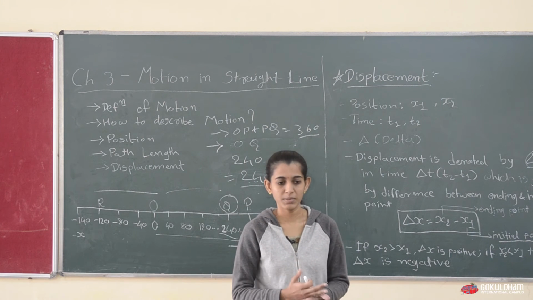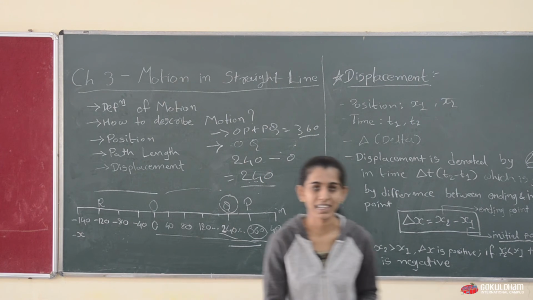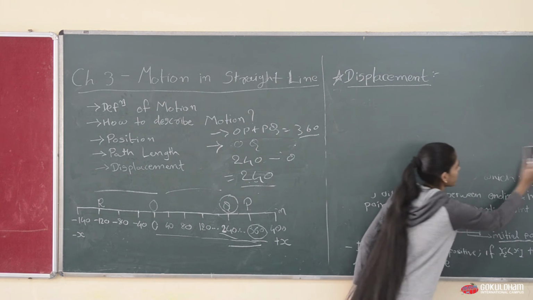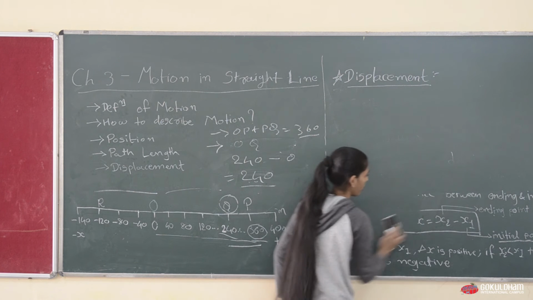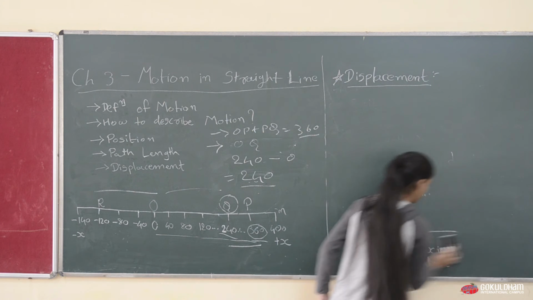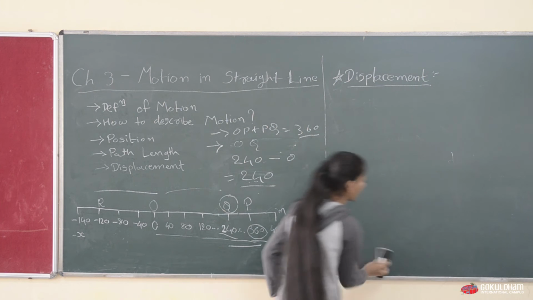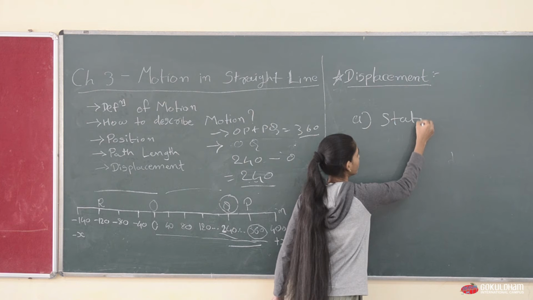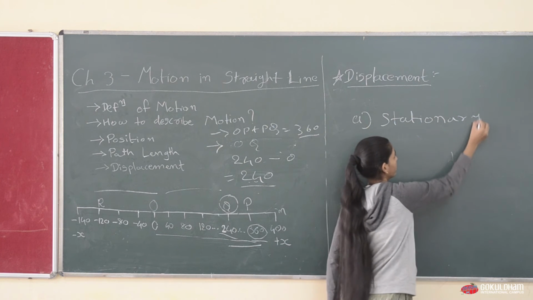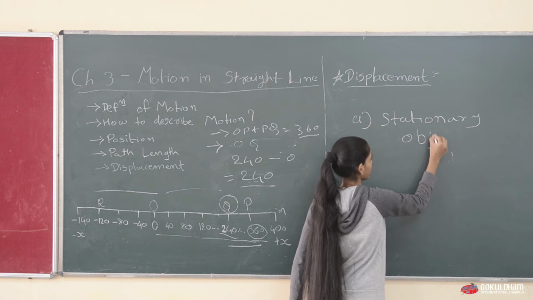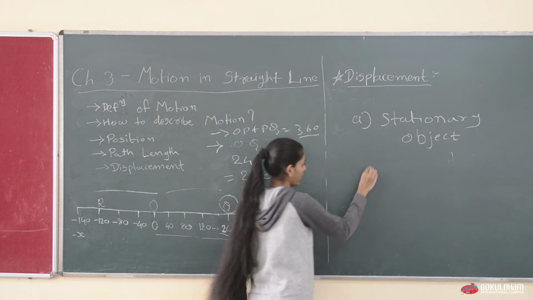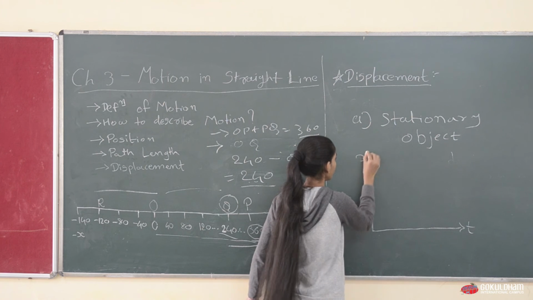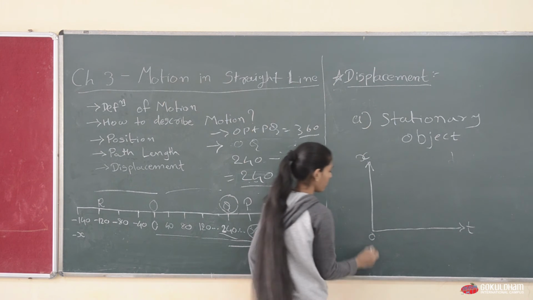Now, the displacement can also be explained by using the position-time graph, which you already know. So we will take three scenarios and then see how the graph will be formed. In the first scenario, we will take a stationary object. Let's take an x-axis with respect to time interval t, and this is our origin point, which is 0.